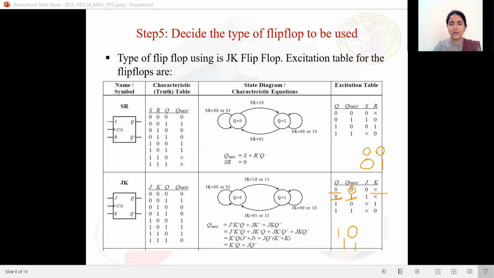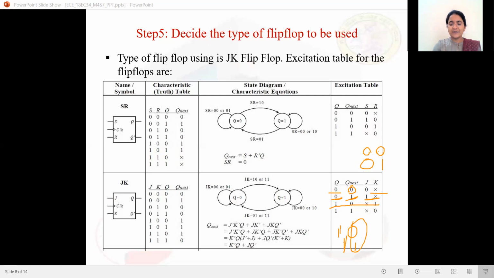So our input to the flip-flop is 1x. X here means J should be 1, but X may change. It may be 0 or 1, but you will get the next state as 1. When the present state is 1 and the next state we have to get is 0, what should be the input for the JK flip-flop?